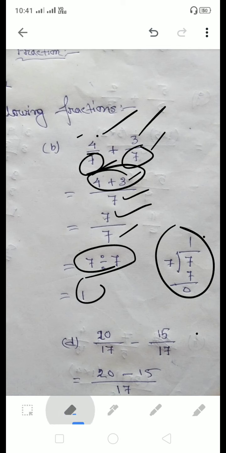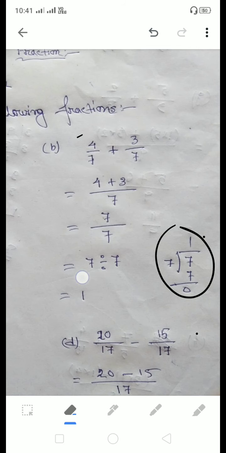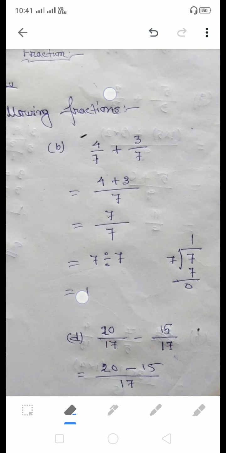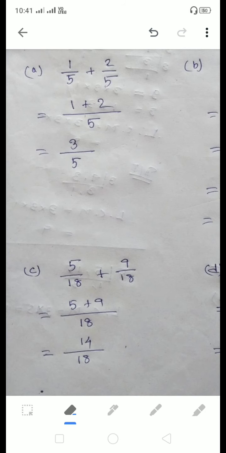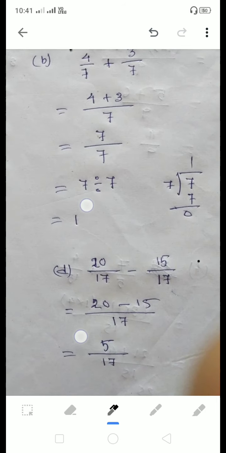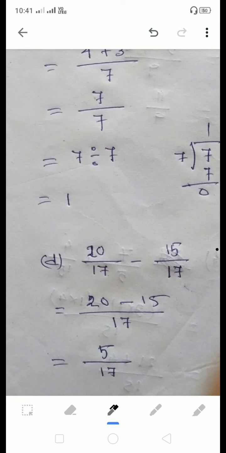So this is how to find the addition of fractions. This C is also similar to A and B. Now this D is also similar, the only difference is that here there is a minus sign. So this one is also very simple.